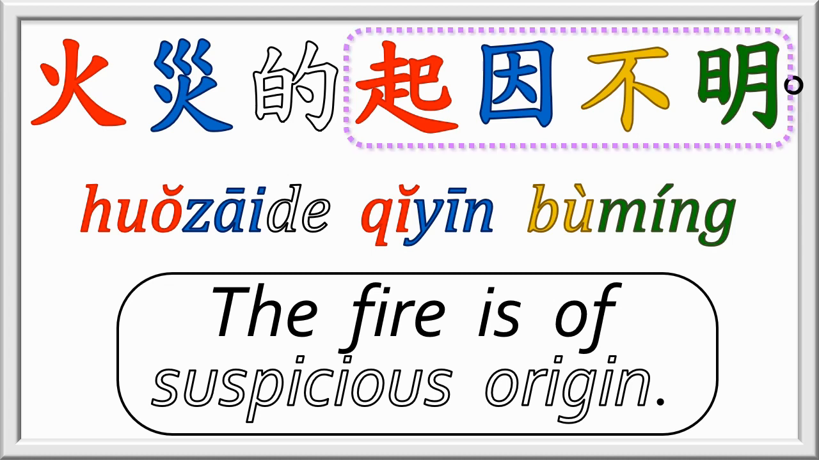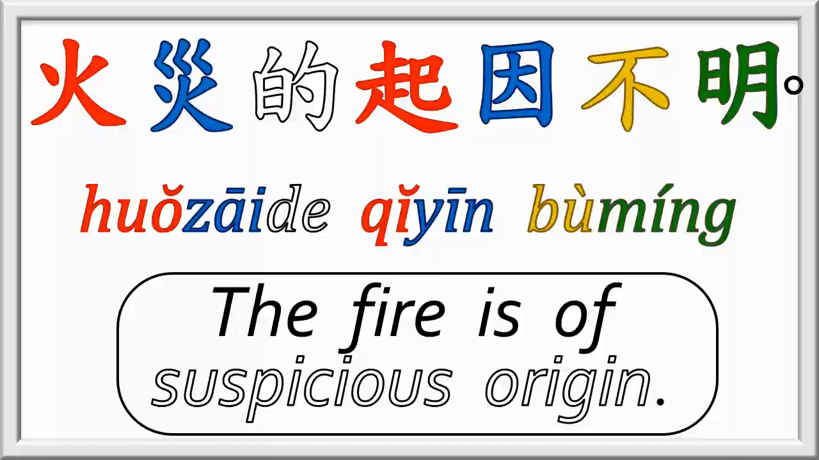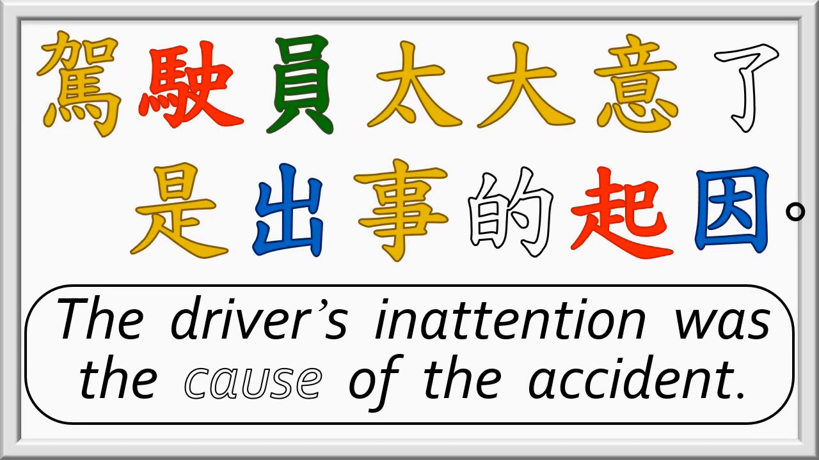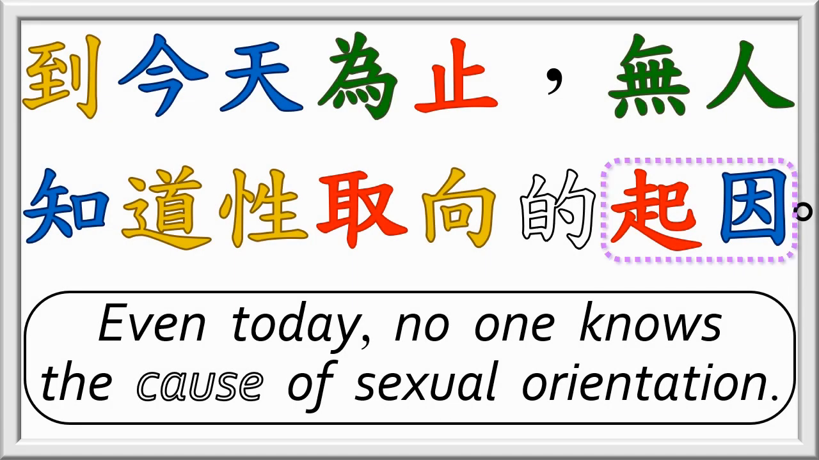席 was originally a woven mat for sleeping on, something literally underlying and supporting one's body when asleep. From there, it became the underlying cause of anything. 起 combines with 因, 起因, to indicate the origin or cause of something. 火灾的起因不明。 The fire is of suspicious origin. 水灾是停电的主要起因。 The flood was the main cause of the blackout. 驾驶员太大意了是出事的起因。 The driver's inattention was the cause of the accident. 到今天为止，无人知道性取向的起因。 Even today, no one knows the cause of sexual orientation.